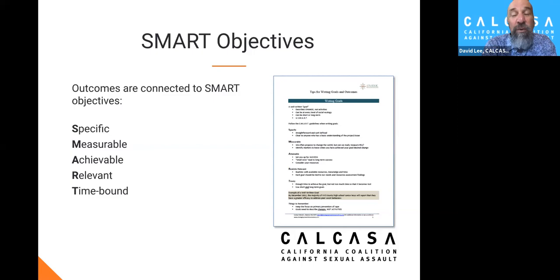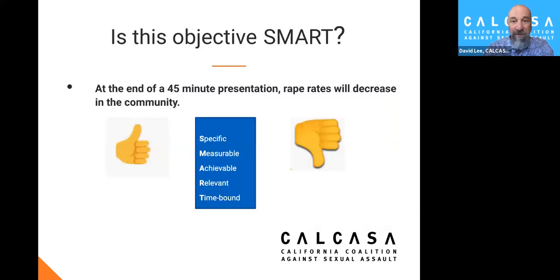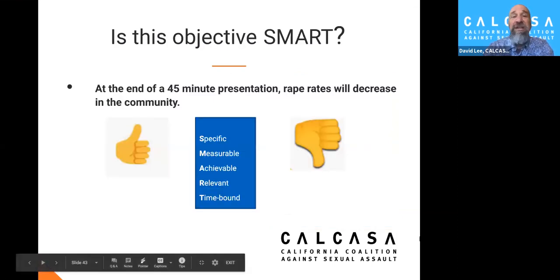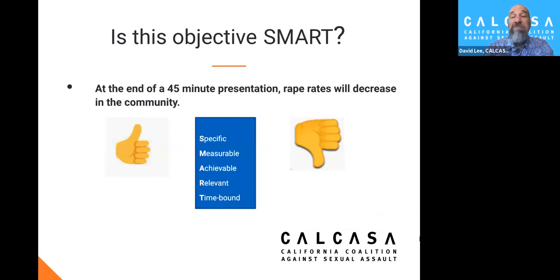So I'm going to do a quick exercise by having you say yes or no. My colleagues can help me see what people are saying, that will be helpful. Let's go to the first example. At the end of a 45-minute presentation, rape rates will decrease in the community. Is that a SMART objective?